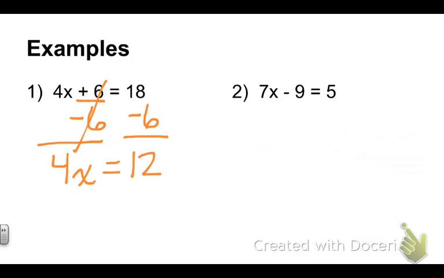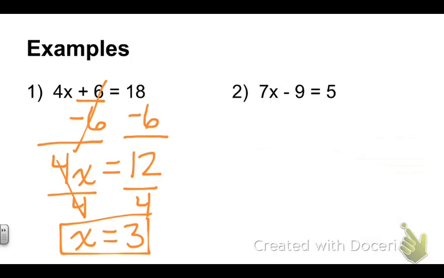Now it's a one-step equation. 4 times what equals 12? X is being multiplied by 4. Now get rid of what's being multiplied by doing the opposite. Divide. 4 divided by 4 leaves you with 1x, and 12 divided by 4 is 3. Now don't forget to substitute and check it. This takes you 10 seconds. Plug it in. 4 times 3 is 12. 12 plus 6 is 18. There we go, it works.